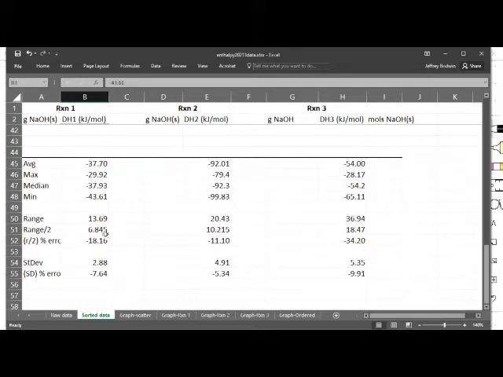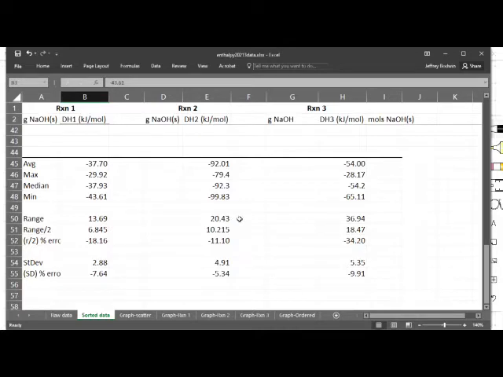We can look at standard deviation. This is a large enough data set that standard deviation is probably reasonable. And looking at the way those two errors behave, I went ahead and calculated a percent error on those just to give us a little bit of a handle. The range over two error is telling us that we're at about 18% error. The standard deviation error is about 7.5%. Those are both pretty good.